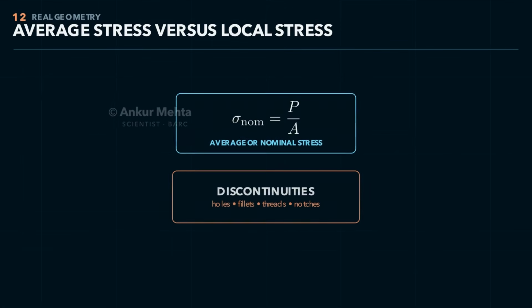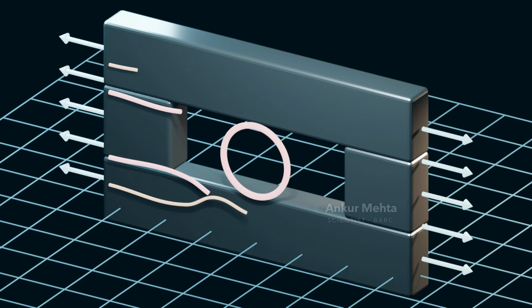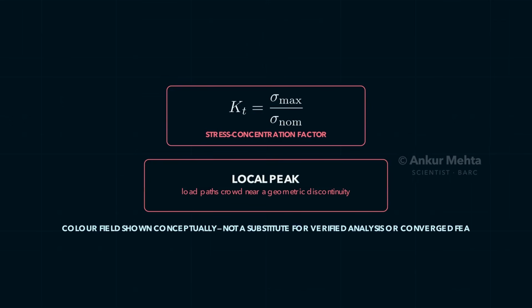The simple formulas P over A and V over A describe average stress. Real components contain holes, fillets, threads, keyways, and contact edges that disturb the load path. Stress trajectories crowd around such geometric discontinuities, creating stress concentration. The local maximum can be several times the nominal stress even while the total force remains unchanged.